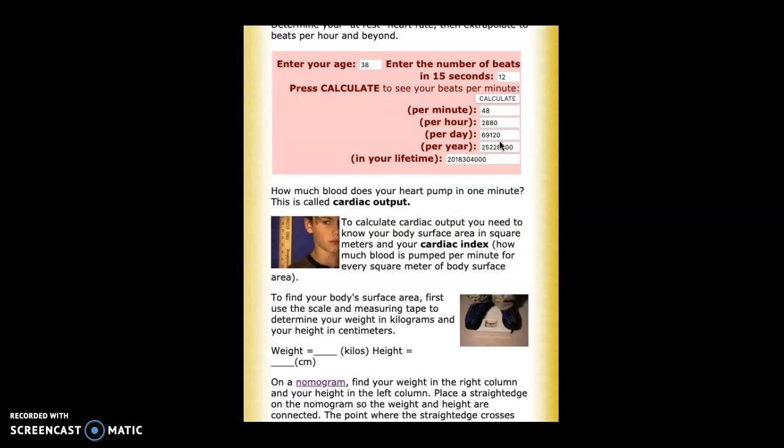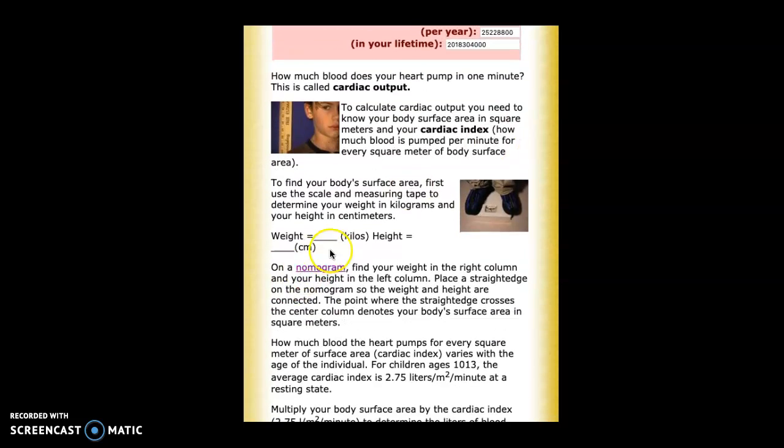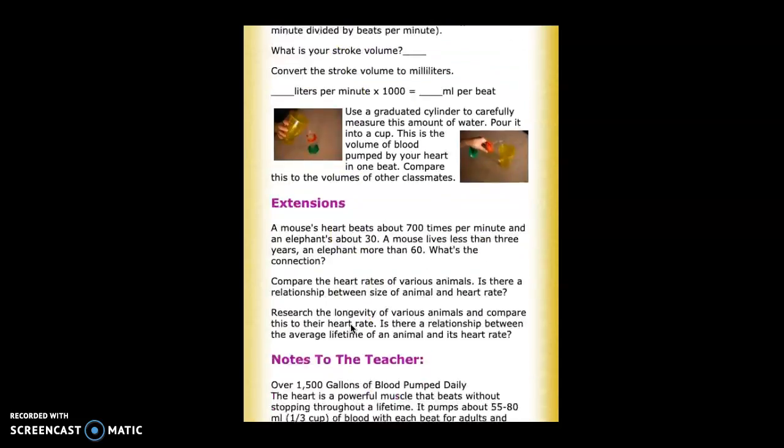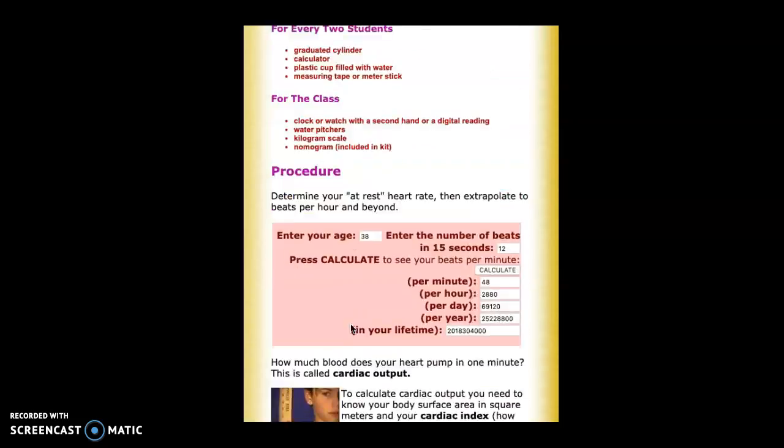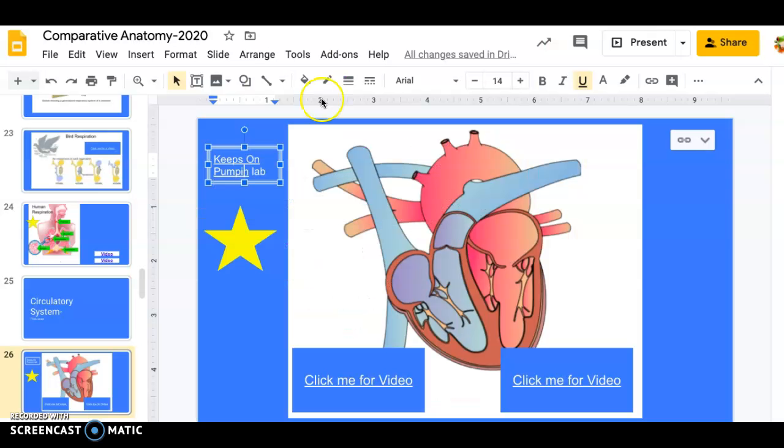So you'll need all that information: your weight, your height, your heart rate, and then your skin to do this lab. So it's pretty fun. I will not be grading it because I know not everybody has a scale, not everybody has a ruler, but it's just kind of a neat thing to do if you want an activity to do at home, if you're looking for something. Back to our notes here.